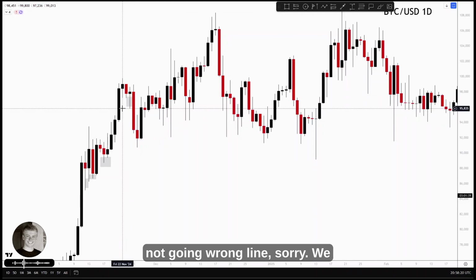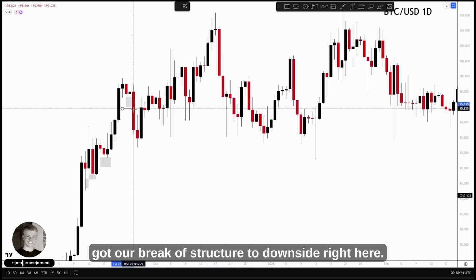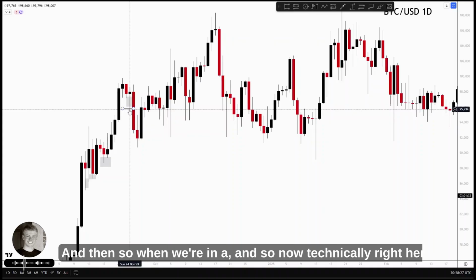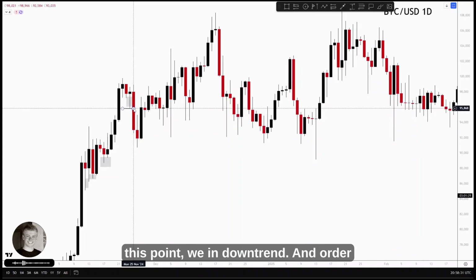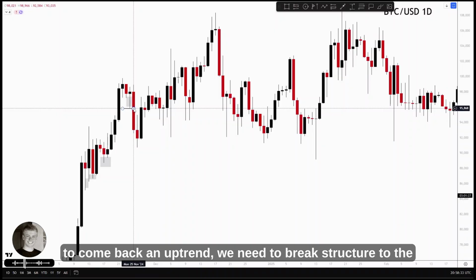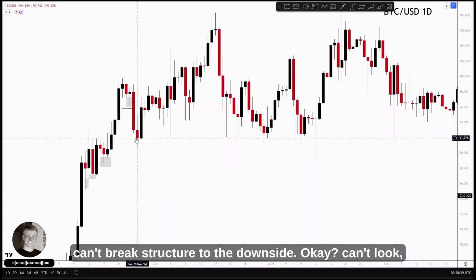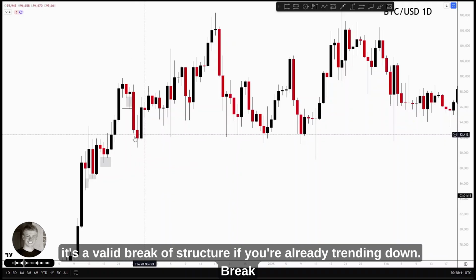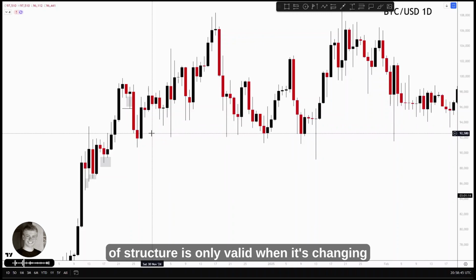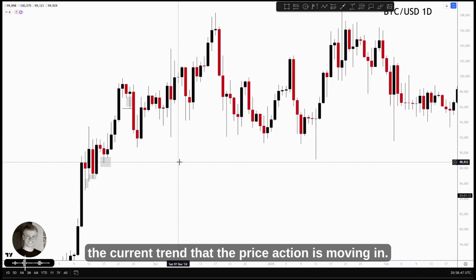Wrong line, sorry. We got our break of structure to the downside right here. And now technically, at this point, we are in a downtrend. And in order to come back to an uptrend, we need to break structure to the upside. Okay, if you're already in a downtrend, you can't break structure to the downside. It's not a valid break of structure if you're already trending down. Break of structure is only valid when it's changing the current trend that the price action is moving in.